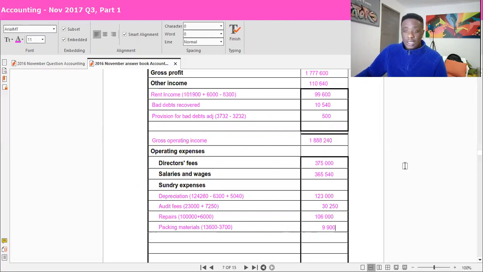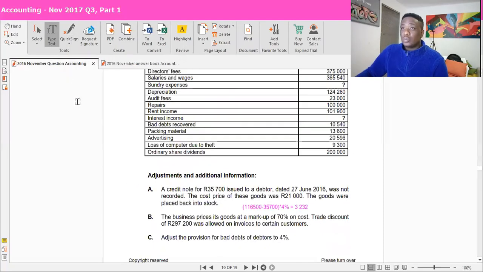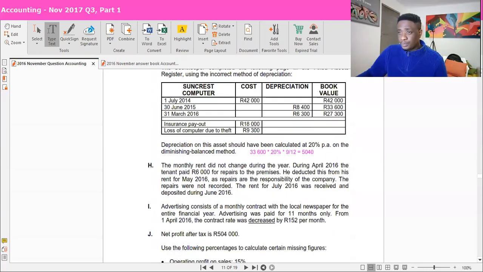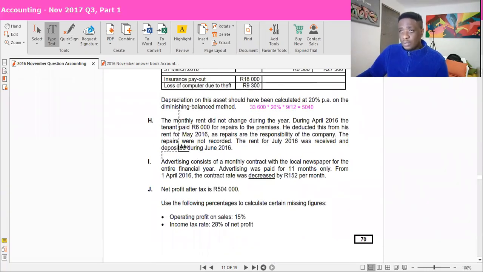Cool. And then moving on from that, we would need to calculate the advertising expense. So the advertising expense, you've been given 20,596, and there's additional information that we'll look at. So let's see how we can go about this one. So here they gave you, say, advertising consists of a family contract with the local newspaper for the financial year. So this is advertising, it should have been paid for the whole year, but they're telling you here that it was actually paid for 11 months.